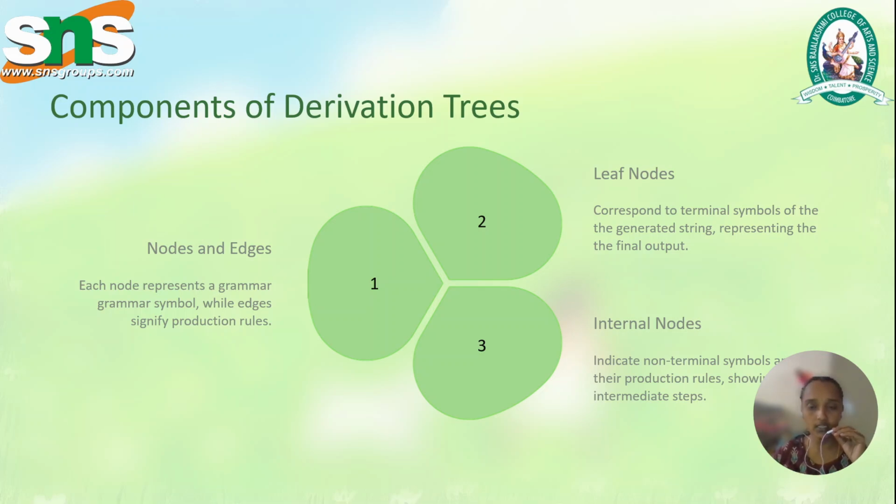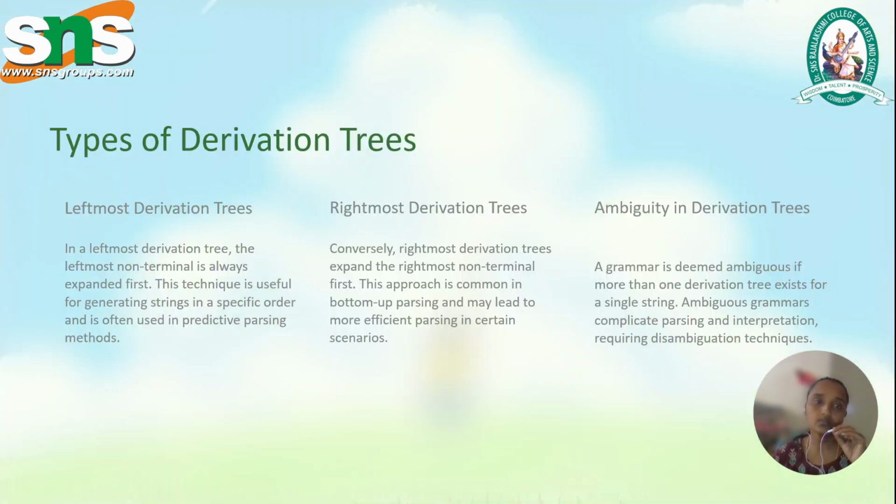The third component is internal nodes. Internal nodes indicate non-terminal symbols like A, B, C, and S, the capital alphabetic letters, and there are production rules showing intermediate steps.